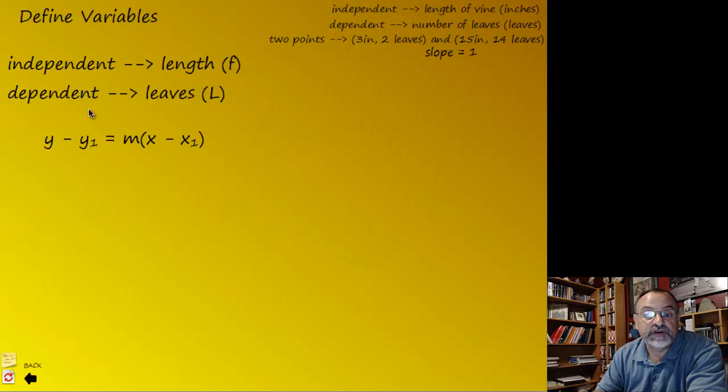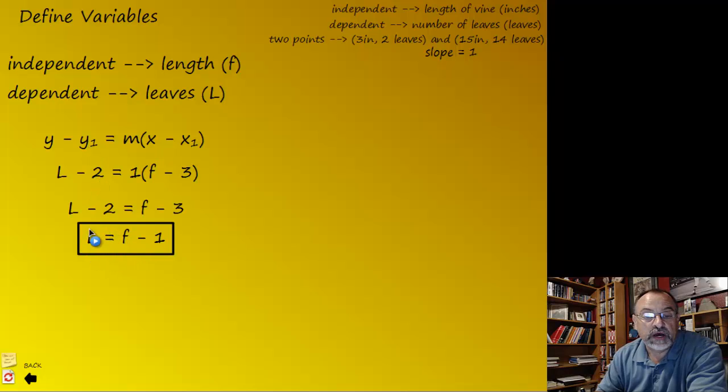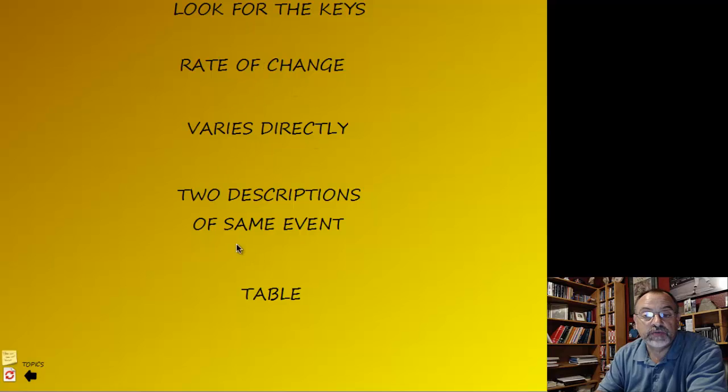So we defined our variables, we used the point-slope form, and then we solved it for y, or for our dependent variable, and we have our equation. So those are some tips on how to solve these word problems. Again, this lesson's all about word problems and tackling those. So look for these keys: look for a rate of change, look for this phrase, look for 2 descriptions of the same event, or look for a table if they give you one, and then you can use the regression or use your calculator to calculate the regression from the table.